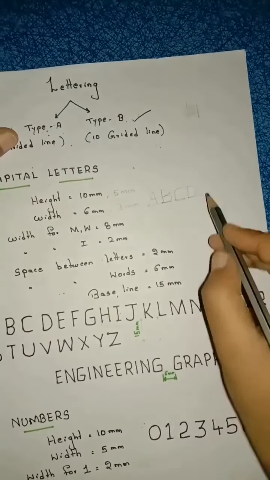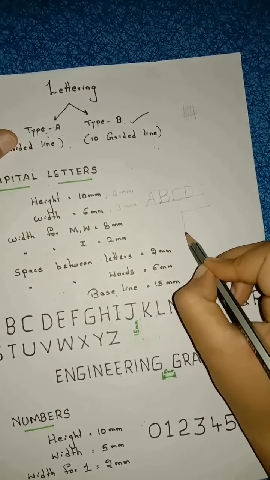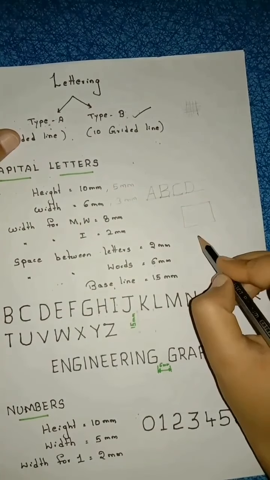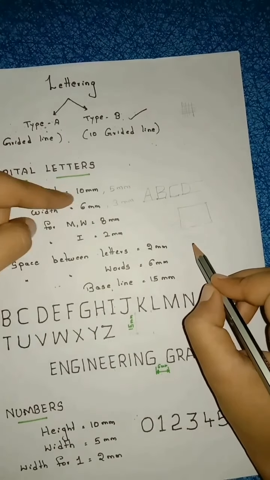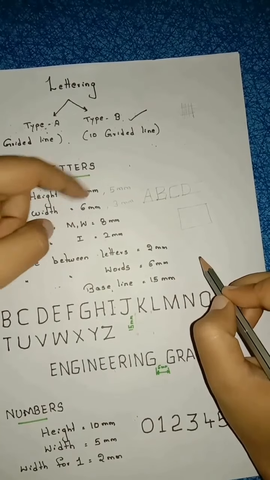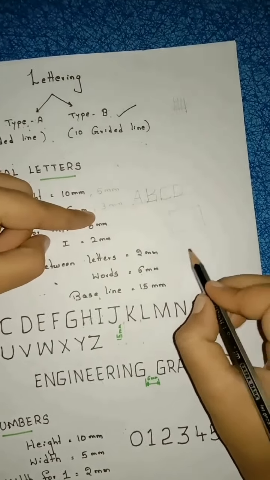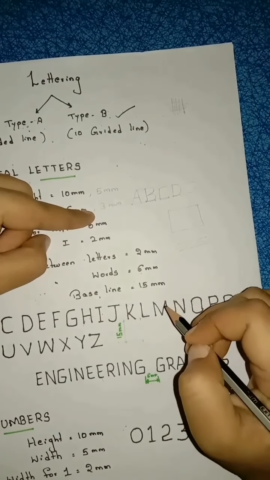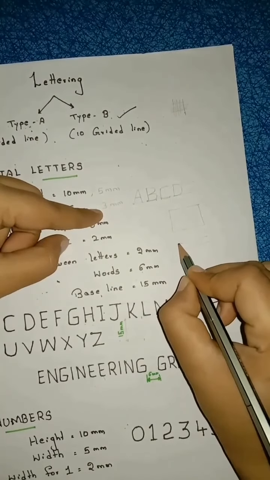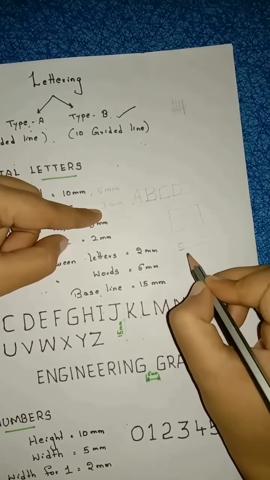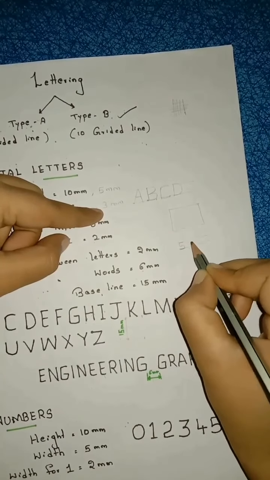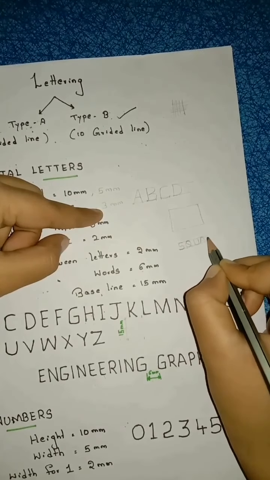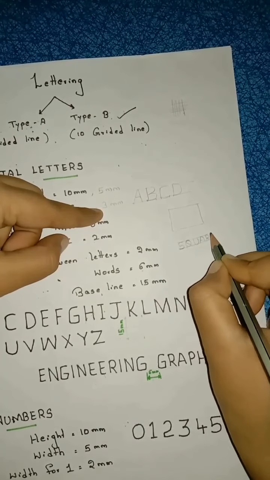Right? So as I said, suppose if I am drawing a square. If I am drawing a square, right? Now after completion of square, what I have to do? Either I can take height 10 mm, width 6 mm, or I can take 5 mm or 3 mm. Suppose I am taking height 5 mm. Width will be 3 mm. I have to write here S, right? I have to leave the gap 2 mm. Q, U, A, R, E, square.